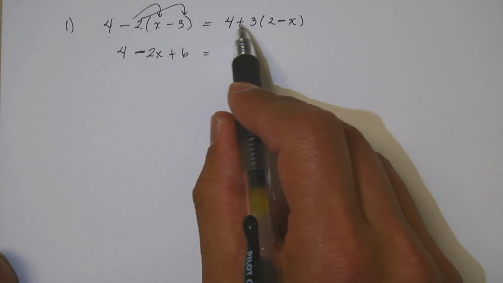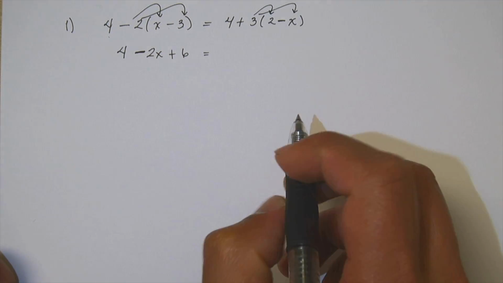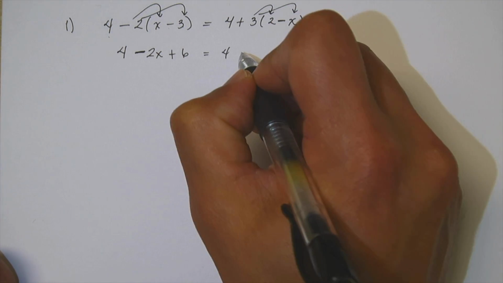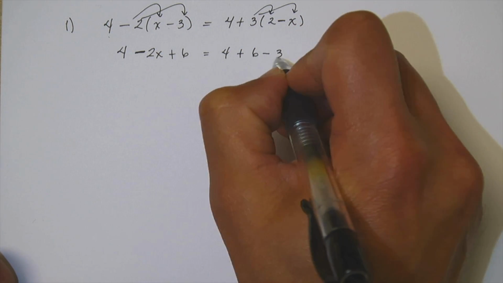A lot of students think it's 4 plus 3. No. You have to distribute this 3 to that 2 and the minus x. So you're going to bring down the 4. You're going to have 3 times 2 is 6 minus 3x.